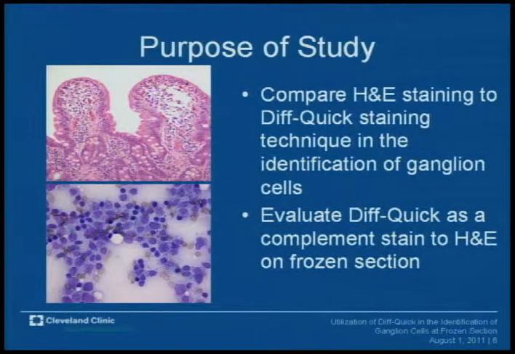The study was performed in order to compare the routine H&E staining to the Diffquick staining technique in the identification of ganglion cells. The Diffquick stain was evaluated as a complement to the H&E stain on frozen sections of tissue. The photo at the top of the slide represents tissue stained with H&E. The tissue stains a light pink color, while the Diffquick stains a tissue a more purple color, as seen in the bottom photo.